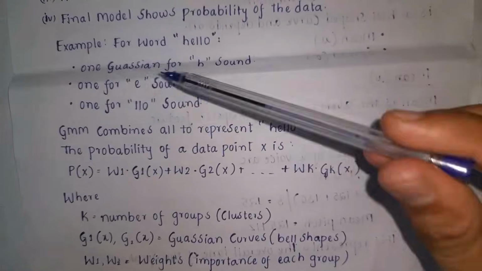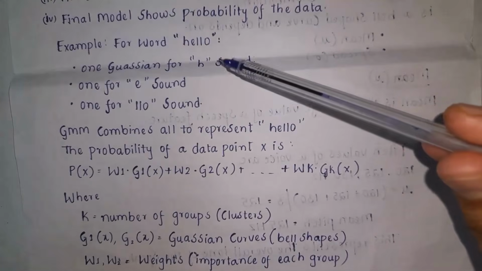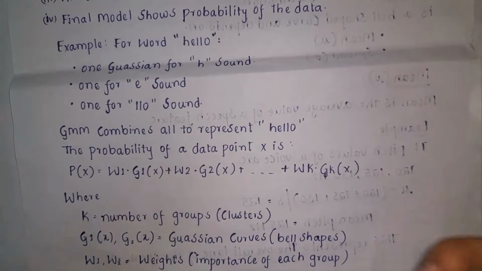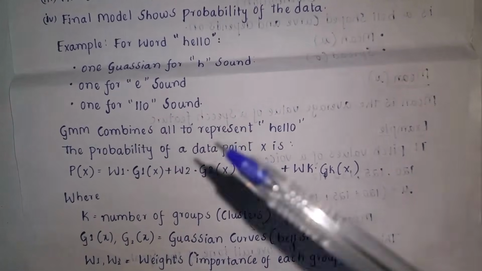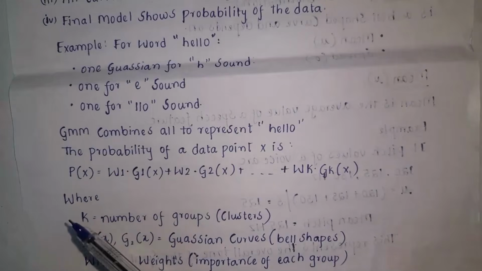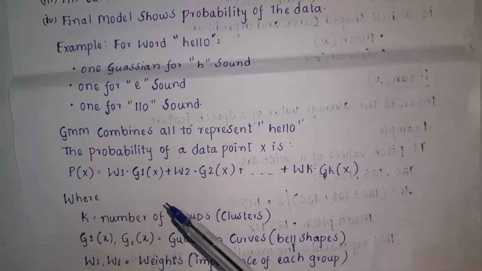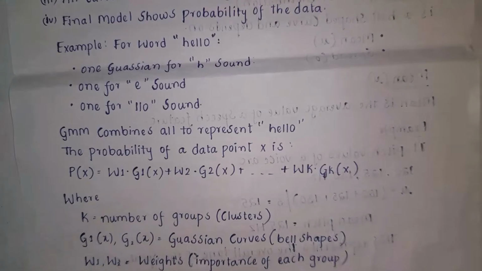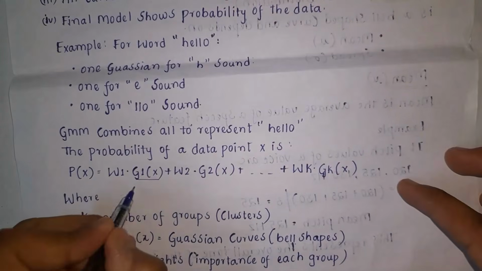For the word hello, H is one curve, E is one curve, and LLO is one curve. And at last, all these curves are combined in order to represent hello. And this is the formula for probability. P of x is equal to W1 G1 of x plus W2 G2 of x, and so on up to WK GK of x. Guys, here G1 represents a Gaussian curve and W1 is the weight.